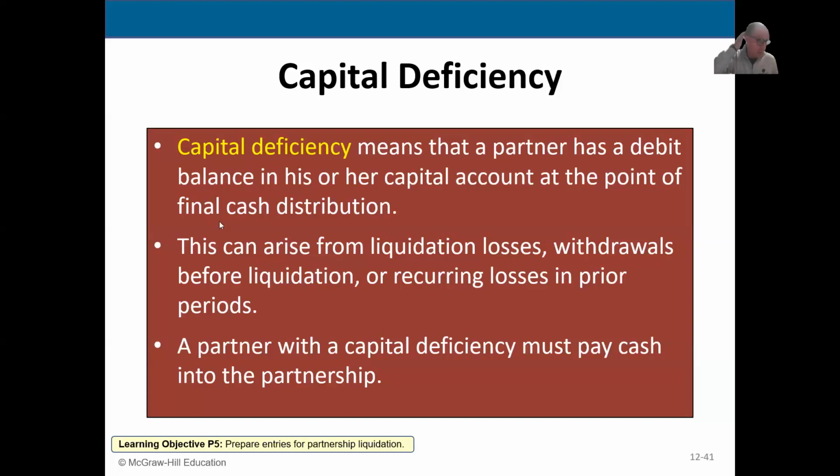If the business has a money problem, not enough cash to pay out everyone at the time that the business dissolves, after the liquidation process, the partners have to pay into that deficit. Meaning, not enough cash, the business has to pay bills still. Partners have to come up with that cash to pay them. That's what capital deficiency means.